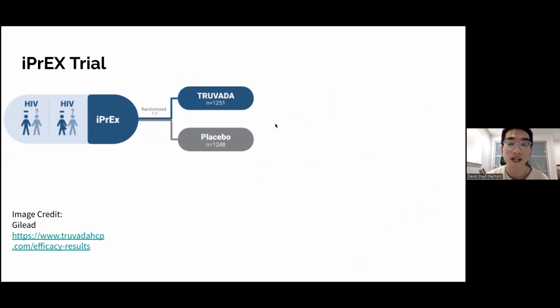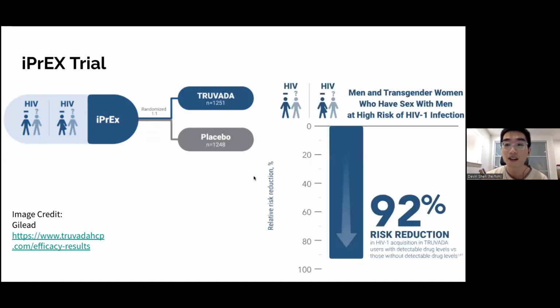1,200 individuals randomized to Truvada and 1,200 individuals randomized to placebo. And there was a 92% risk reduction for those who had detectable levels of Truvada in their blood. And for CDC's data, it shows that if patients are taking Truvada every day, one pill once daily, this protection goes up to 99% in preventing acquisition of HIV.